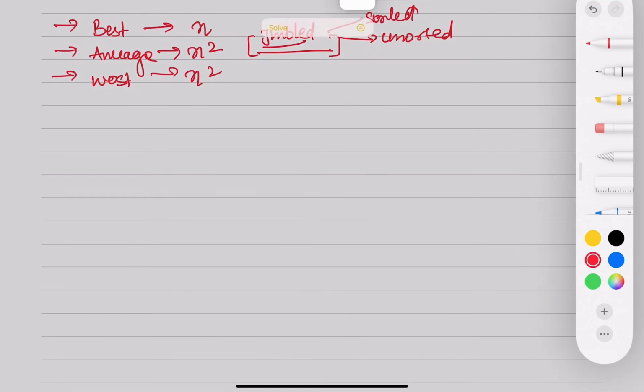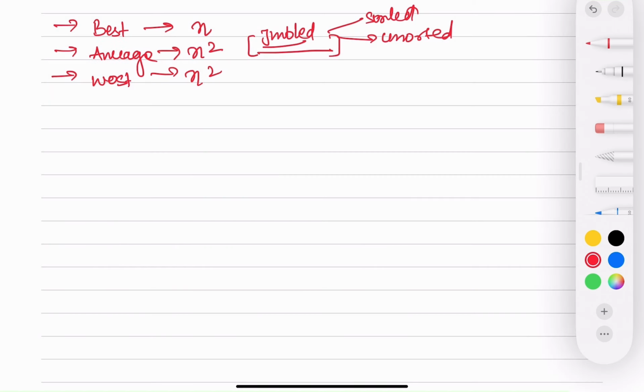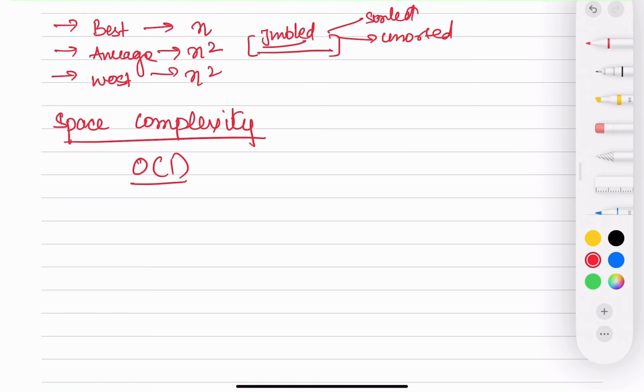Considering now the space complexity. If you see, we don't need any extra space. So O of 1 will be my space complexity for insertion sort.